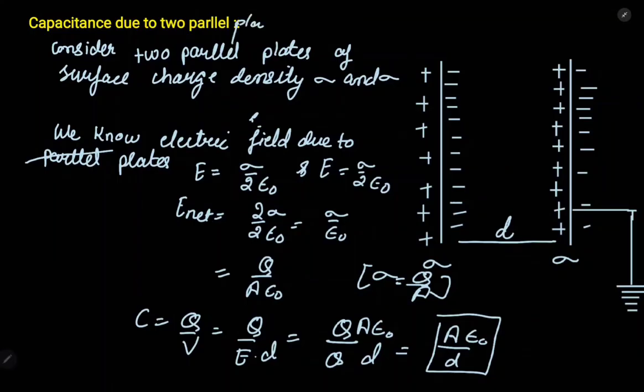I have two parallel plates. The surface charge density of this plate is plus sigma and this plate is minus sigma, and I have grounded this plate through earthing. Consider two parallel plates and the distance between the plates is D.